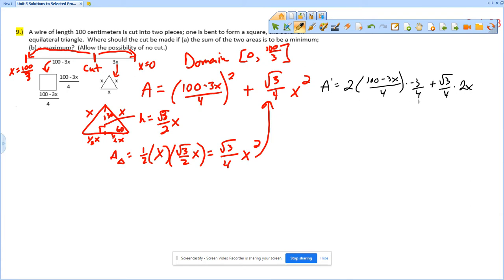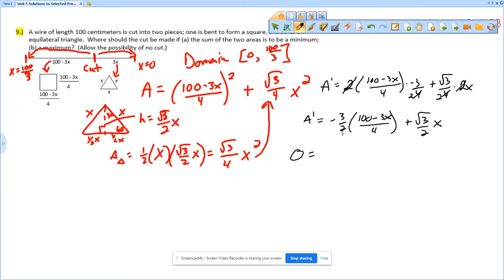So now we want to simplify a little bit. I've got the 2 and I've got the 4 here, so that reduces. And so I've got that a prime is equal to the negative 3 halves in front, and then I've got the (100 minus 3x)/4, and then plus root 3 over 2 times x. So now this is just a linear equation, right? So I'm going to set this equal to 0.